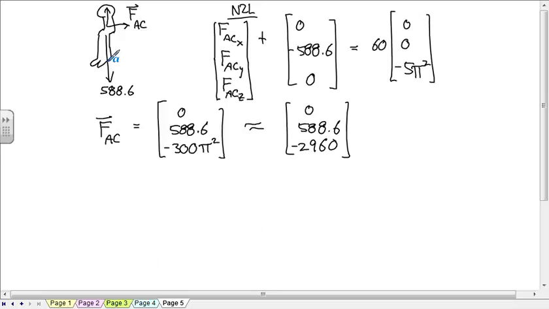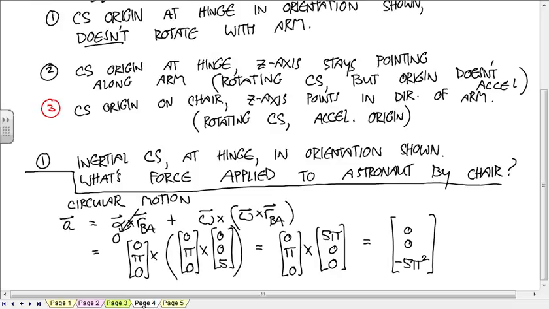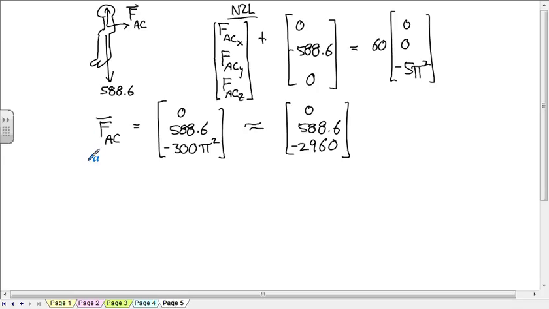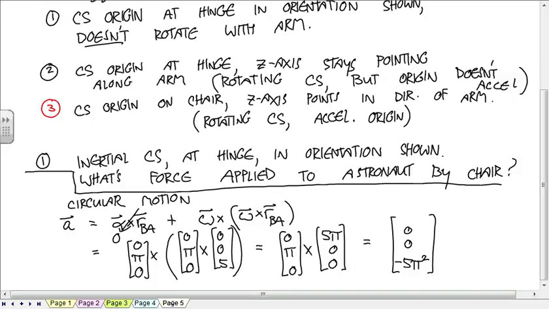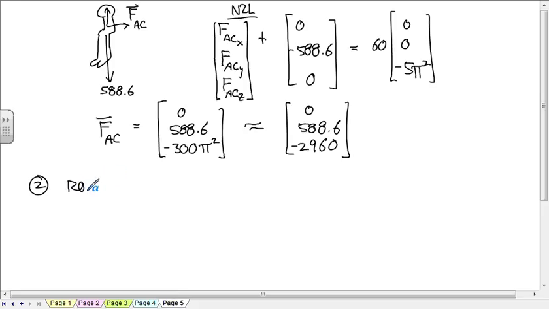Okay, so we did the first way where we have an inertial coordinate system. So now we're going on to the second way. So now we have a rotating coordinate system, but the coordinate system origin isn't accelerating.